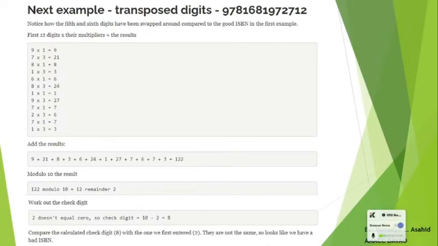So let's have another example. What if na-transpose yung digits? So notice how the 5th and the 6th digits are interchanged. Okay? So mag-change talaga yung result kasi nagka-swap sila, kasi alternate yung pag-multiply natin ng 3. So the result would be 122. So 122 mod 10. So 12. So ang remainder niya is 2.